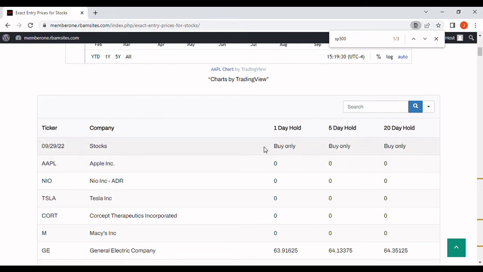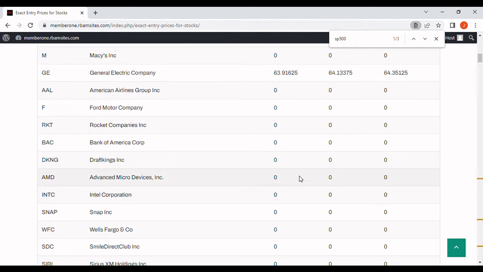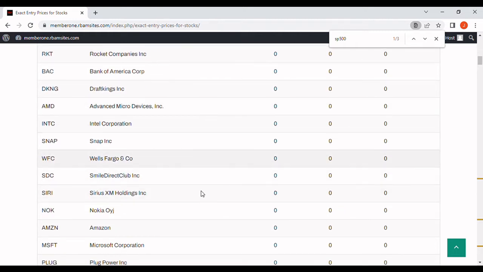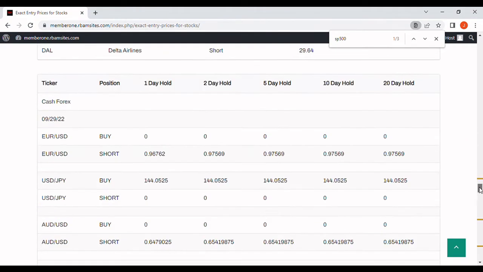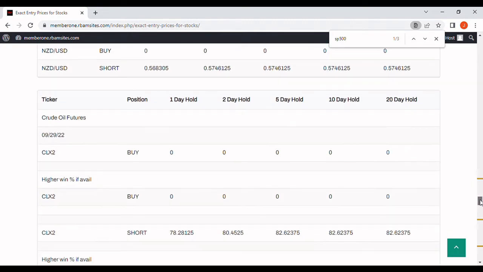but 1, 5, and 20-day holding periods for buys only. And today they're mostly zero because the market's down today and the algo said, hey, don't buy today. But these are usually 3 to 4 days out of the week. These are all filled with buy prices. If you come down here, I've showed you the trend following system. We skip down to this.